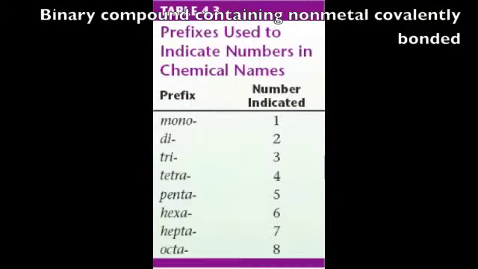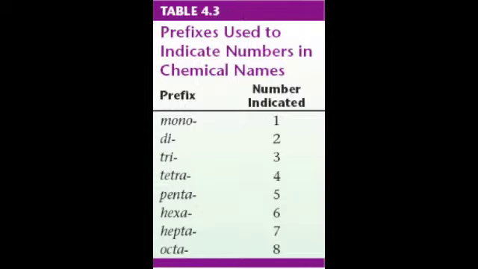So now we're going to learn to write the binary compound containing non-metals covalently bonded. So here what you do is that you include a prefix to the second non-metal and a suffix "ide" at the end. So if, for example, you have PF subscript 5, that's phosphorus pentafluoride, and here are the prefixes included.